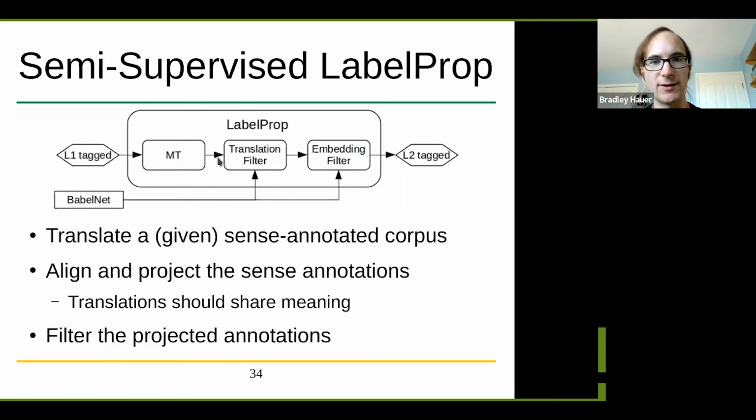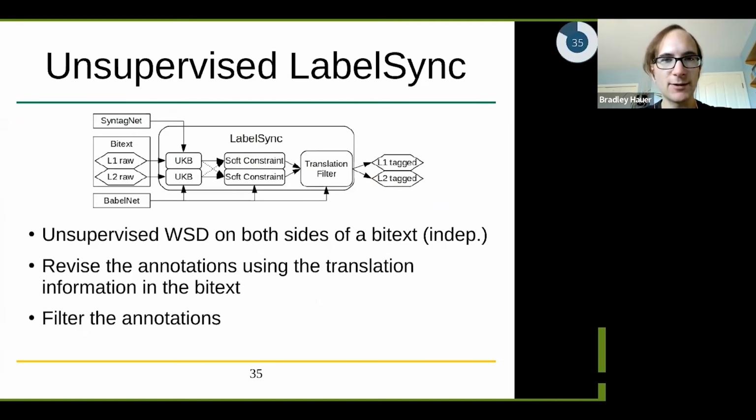So then once we have those annotations, in order to correct for noise, either noise in the translation or noise in the original corpus, we apply 2 filtering steps, the translation filter and the embedding filter, and that ultimately leaves us with a tagged L2 corpus, which is a translation of the L1 corpus that retains a subset of the annotations from the original corpus. So that's our first method, which we call label prop, because it is propagating the labels from the original text to its translation.